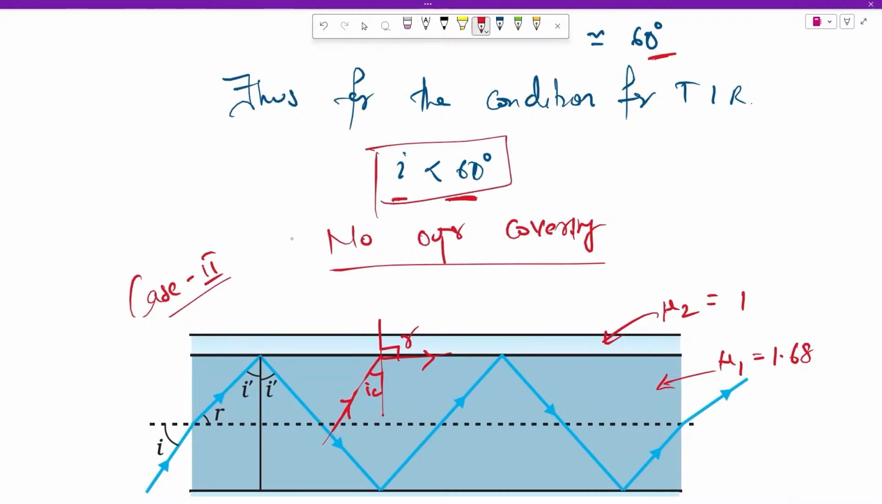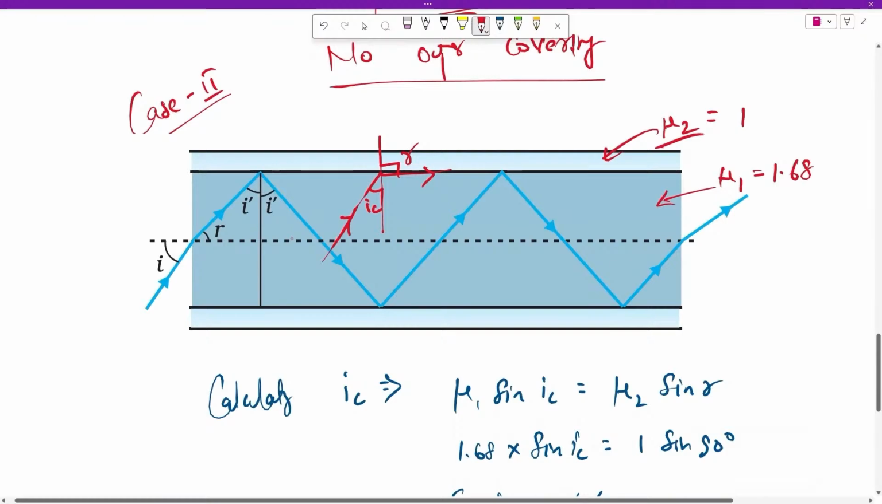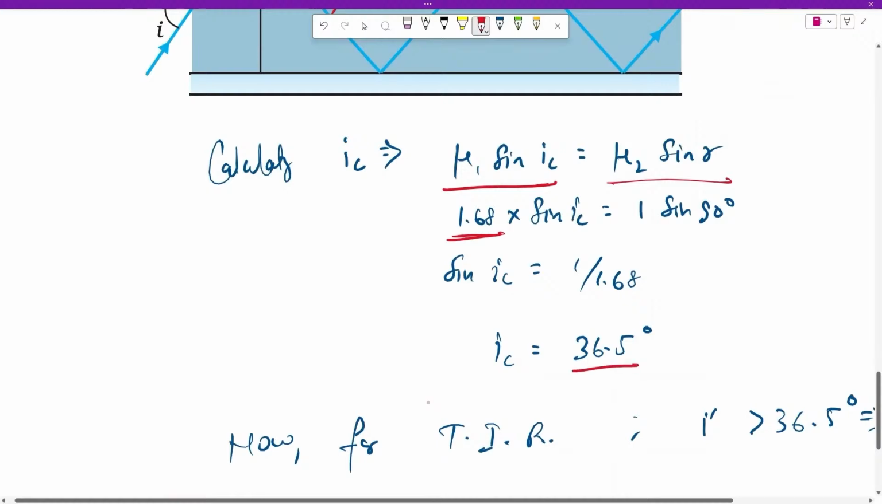Now let's cover the case when there is no outer covering. Now in this case, we can assume that mu2, that is the refractive index of the outer covering, is equal to 1. Now in this case, again we will find out the value of IC using Snell's law. So we can write over here mu1 sin IC equals mu2 sin R. Now R is the angle of refraction over here and IC is this one. So substituting the values of refractive index, we will get 1.68 into sin IC equals sin 90 degree. R is 90 degree over here. So we will get a value of IC as 36.5 degree.